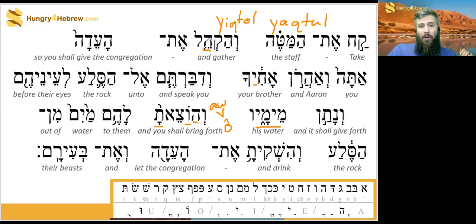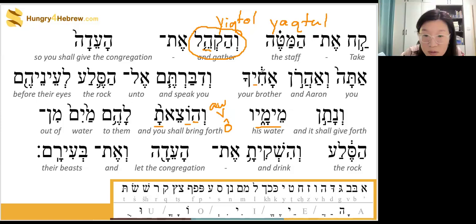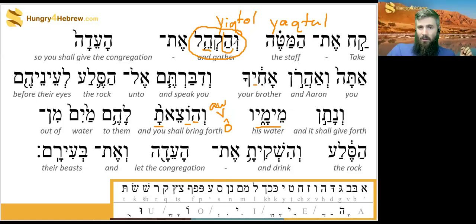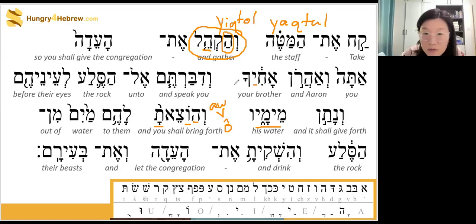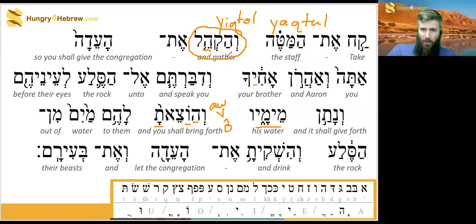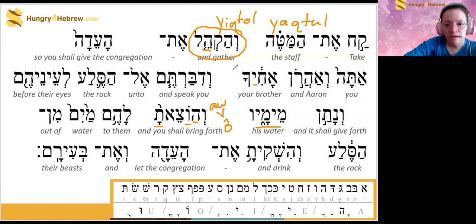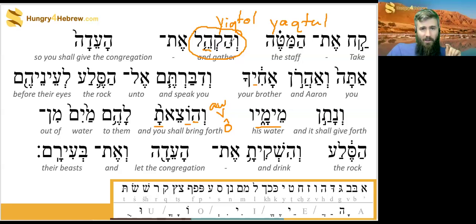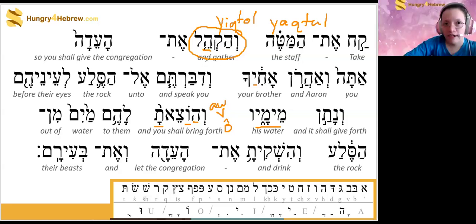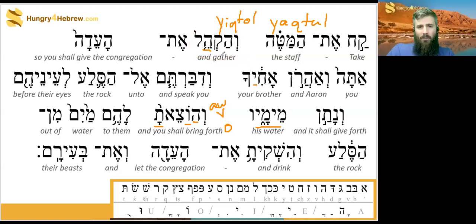Oh, how about up here? What binyan is vehikhel? There's your hay with patach. Is it a hifil? Absolutely. And because of the patach, we know it's not katal, but it's derived from some yiktol form. It can't be vekatal. Because of the patach, it has to come from a yiktol form. It's an imperative. So, question: if this is a hifil, where is the yod?